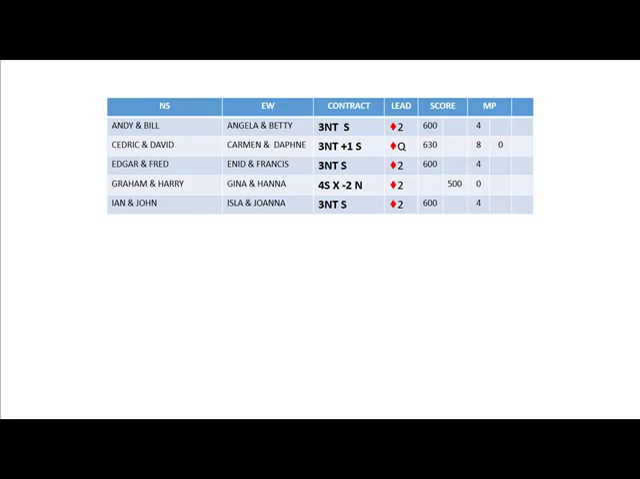Now I'll give you a hint here. Watch out for this. When you're looking at the match point scores for East-West, it'll be that each table are sharing 8 points because Cedric and David won all of them. That's why Carmen and Daphne get 0.